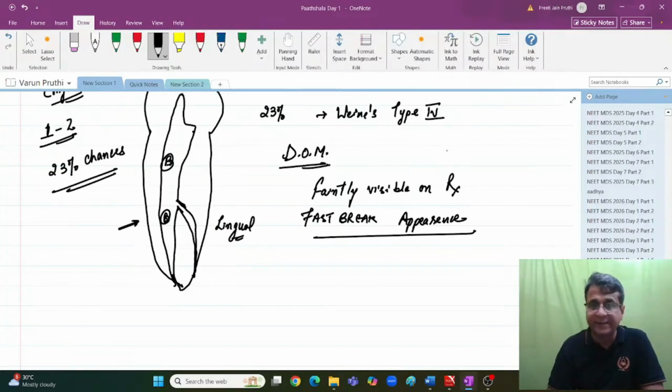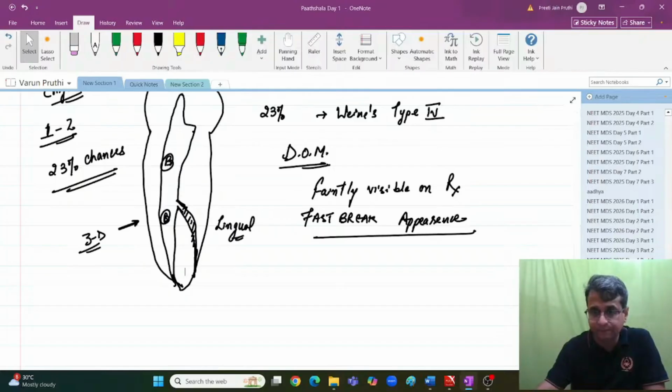You do not see this on X-ray. This is the third dimension which I am showing you, and you can see this on CBCT. That is why it is called an enigma to the endodontist, because according to the dentist or endodontist, he has done a very good root canal. Why is the patient still having pain? The patient is still having pain because of the mid-lingual canal. Okay, clear?